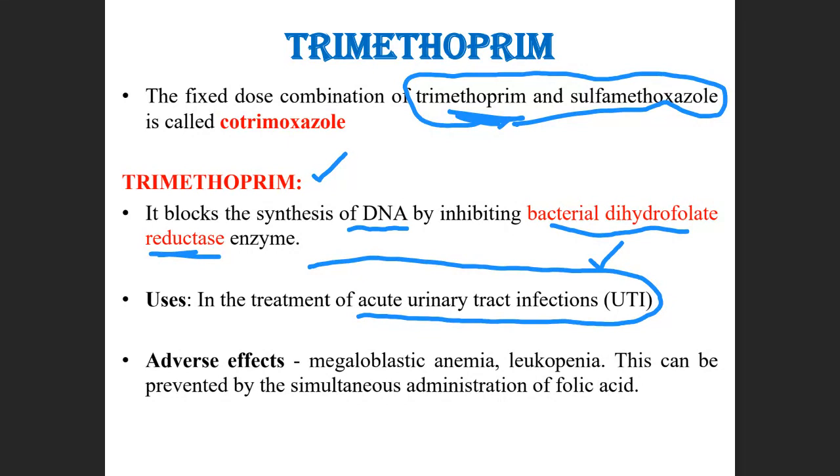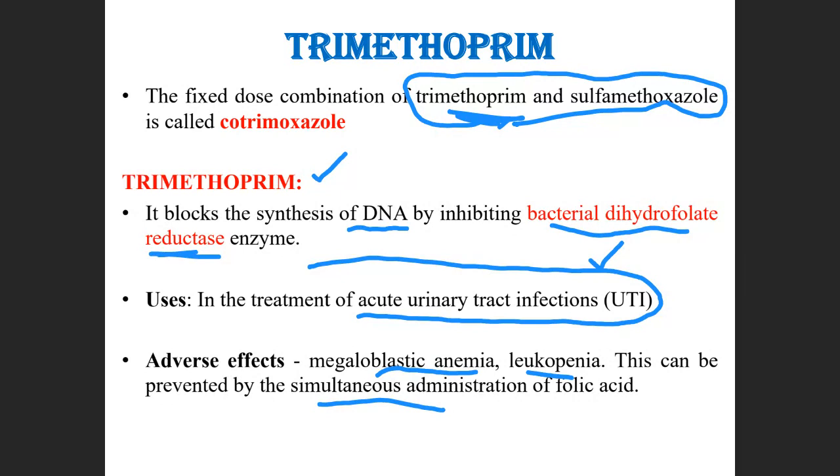Adverse effects. What are the adverse effects? The adverse effects of the drug here are megaloblastic anemia, where the RBCs become large, and leukopenia, and this can be prevented by simultaneous administration of folic acid. The adverse effect is caused because of decreased folic acid in the body. Why decreased folic acid? Because these drugs are inhibiting the synthesis of folic acid. So that causes decreased folic acid in the cell and in the body, and because of that, it may lead to an anemic condition in the patient.